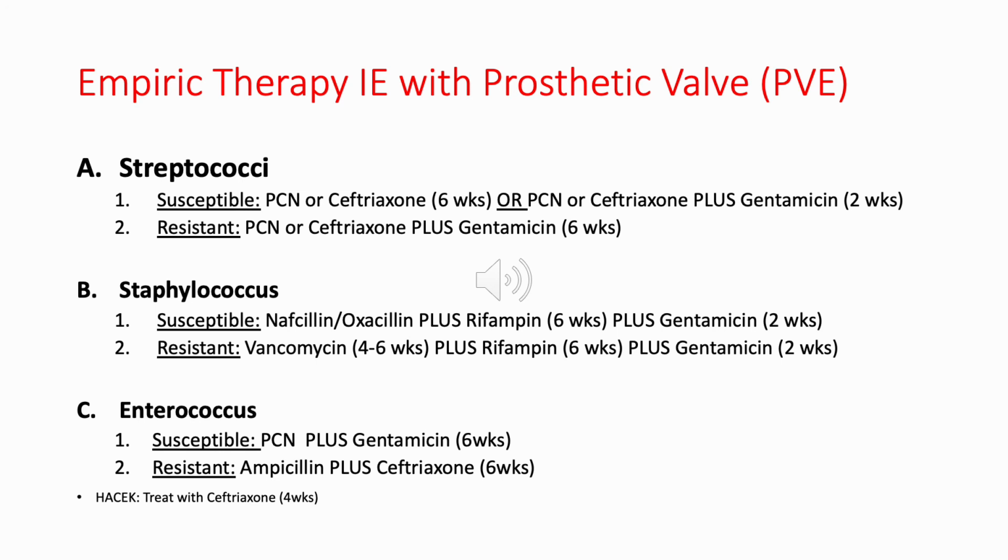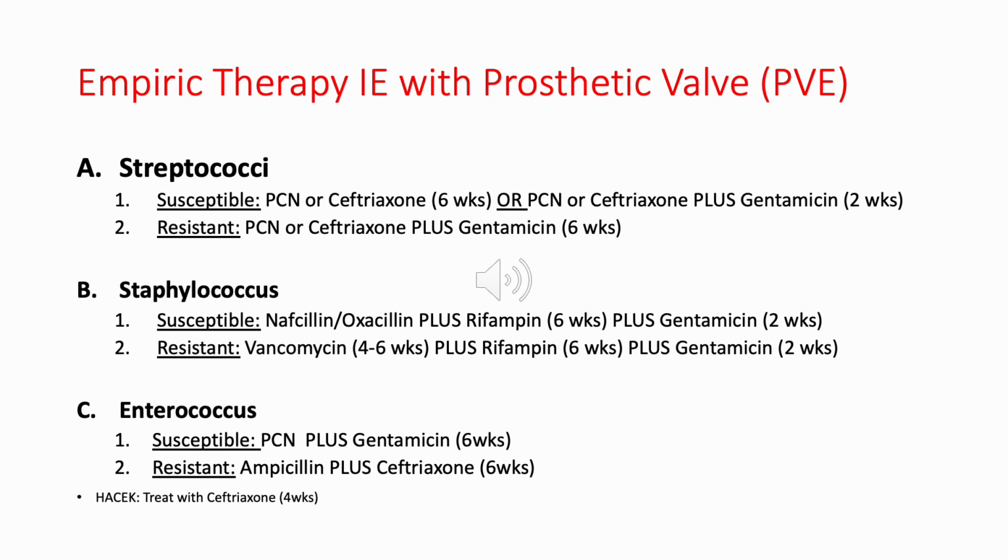So note that with empiric therapy of native valve infective endocarditis, we could do the lower end of the spectrum with a duration of 4 weeks in some situations, but then with the empiric therapy of infective endocarditis with a prosthetic valve, we do 6 weeks. So we go on the longer side of the spectrum when it comes to the duration of therapy.